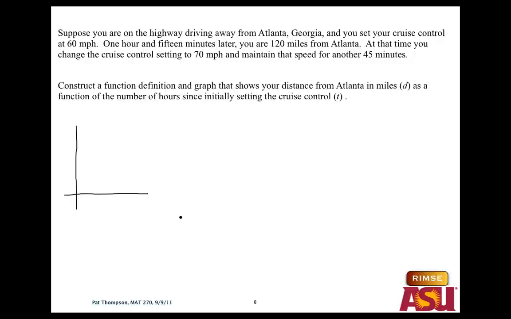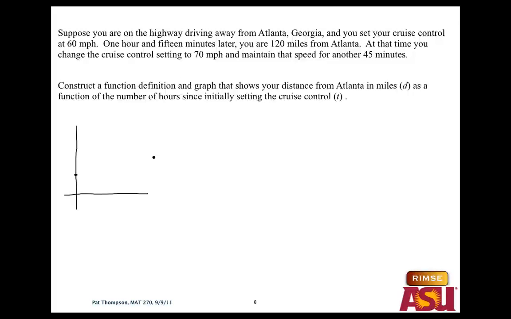All right, so when we turn the cruise control on, are we in Atlanta? No. How far from Atlanta are we? 120 miles? Brent? Like an unknown. Yeah, so we're just somewhere. It just says we're on the highway, right? We're on the highway leaving Atlanta or somewhere.